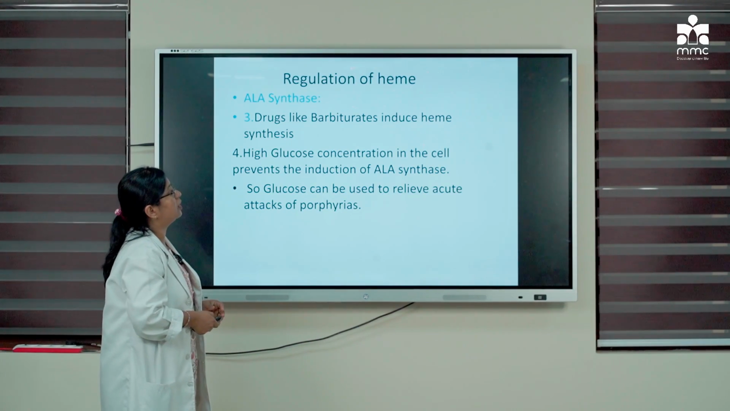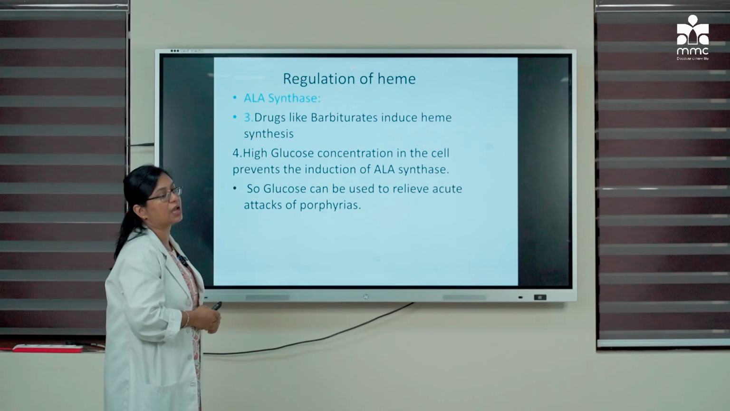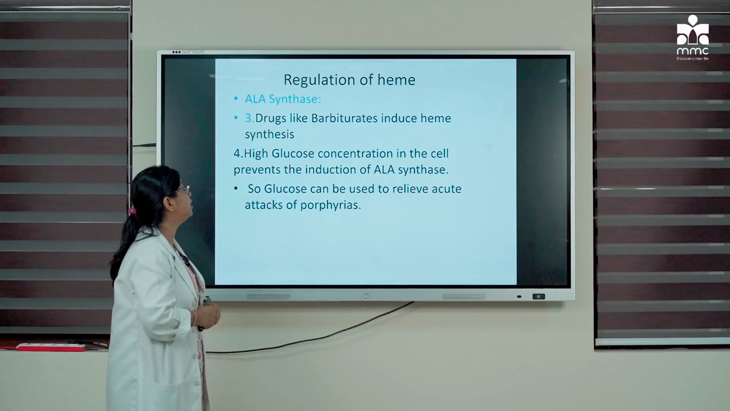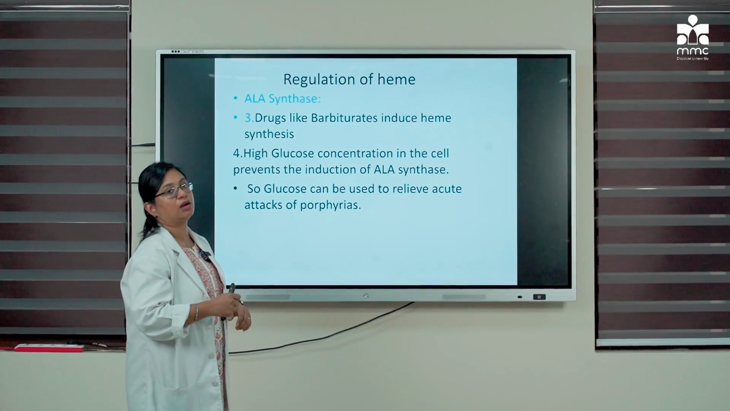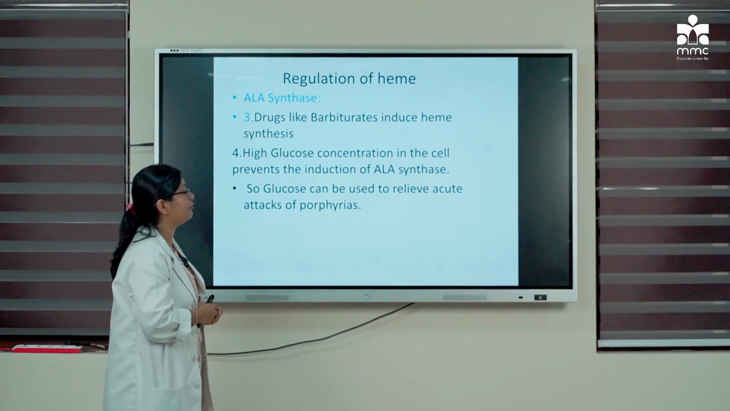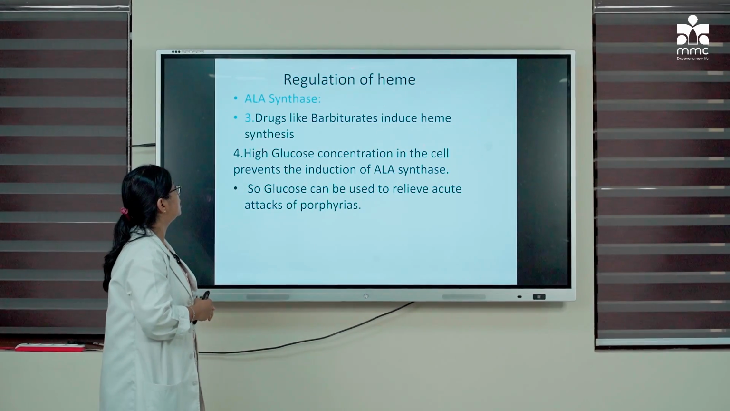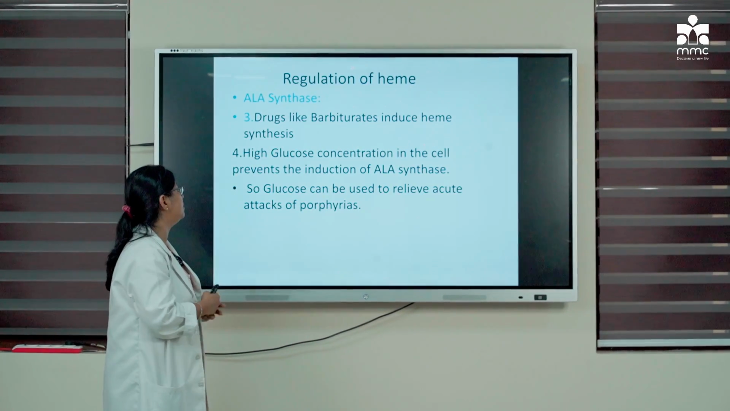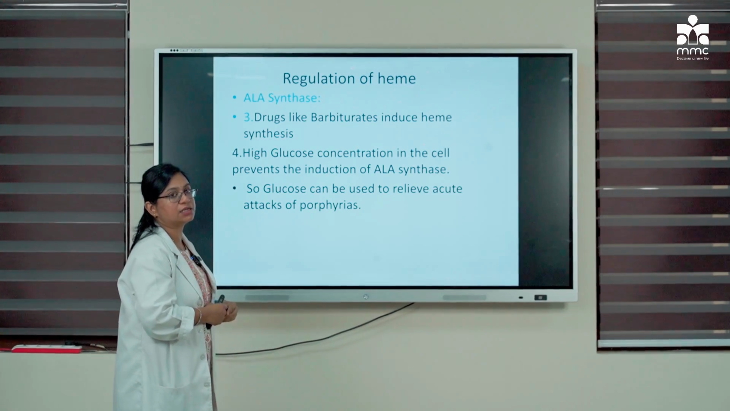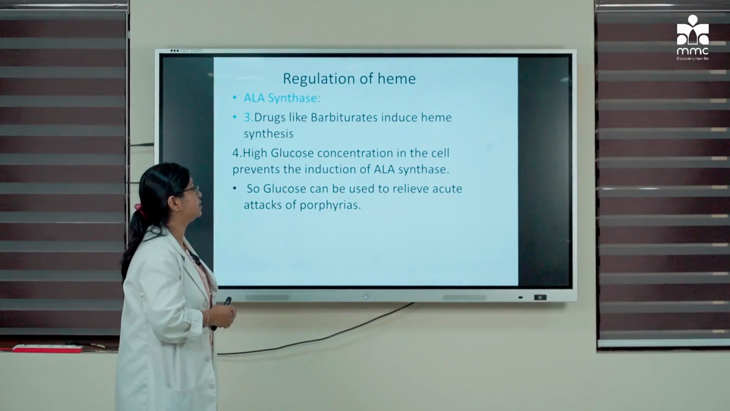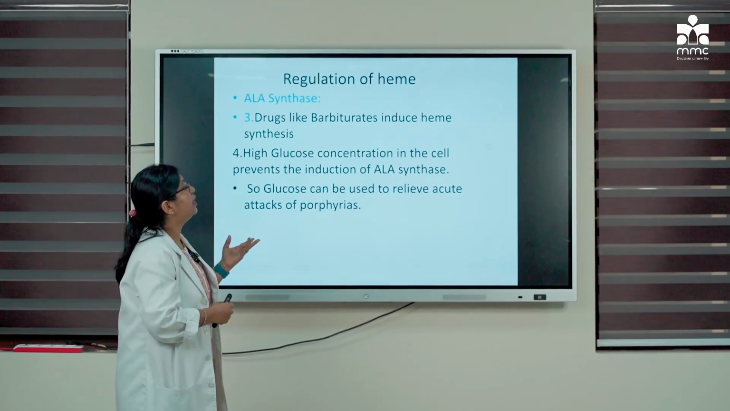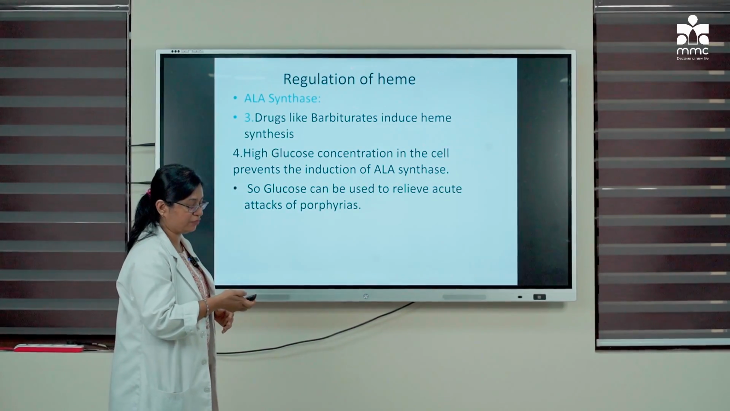Going on to other types of regulation, as I had mentioned, there are drugs which are inducers, like barbiturates, which will induce heme synthesis. So those patients who are on barbiturates, if they are having porphyrias, you need to stop the usage of barbiturates. A high glucose concentration is going to prevent the induction. So high glucose is used for treatment of porphyrias, whereas starvation can worsen a case of porphyria.